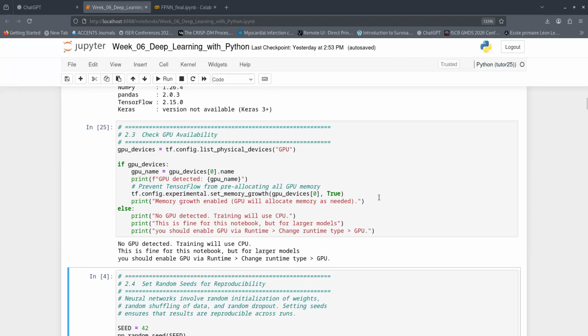If you change it, but here I'm just using directly a Jupyter notebook. That's why I'm not using Colab. So we have this one.